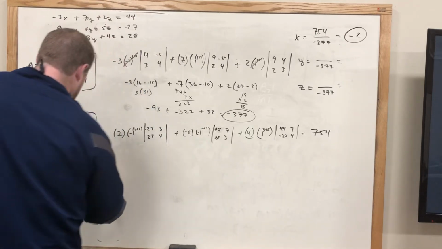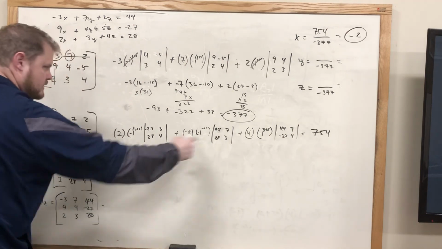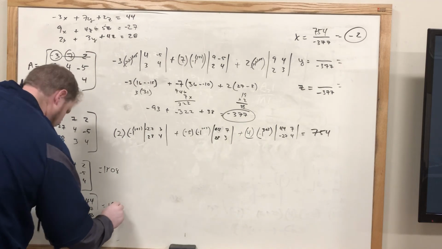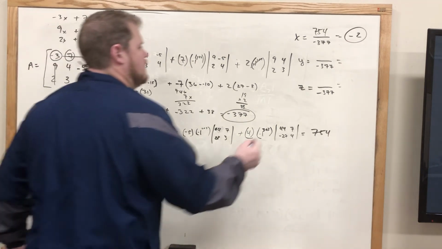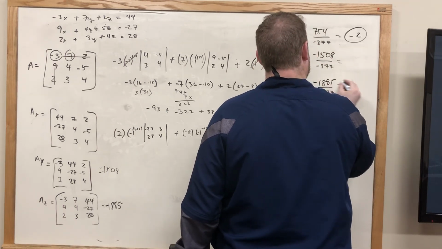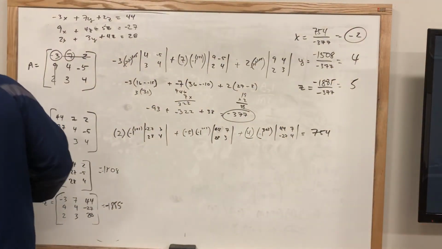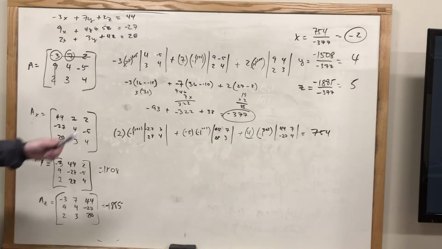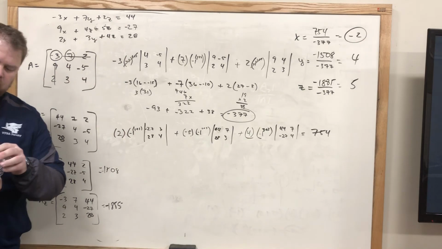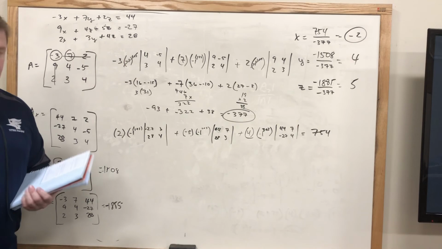Do the same thing here, and you're going to get 1508. And then here, when you do that same thing out, you're going to get 1885. These are going to both be negative. So negative 1508, negative 1885. So that's going to give us 5 and 4. So yes, I understand lots of work, and that's how you would use the Cramer's rule to solve your equation for x, y, and z. So good example of what to do and how to solve it.